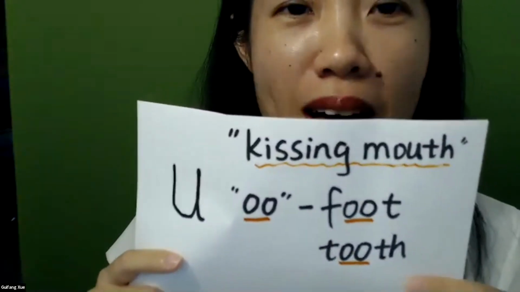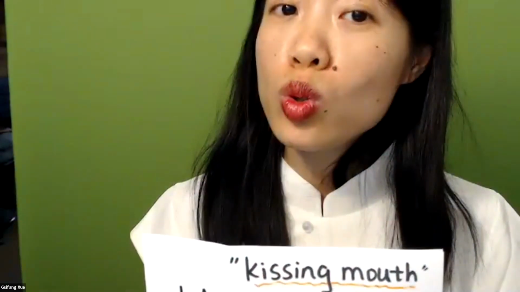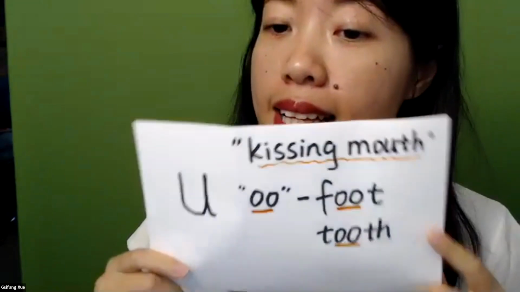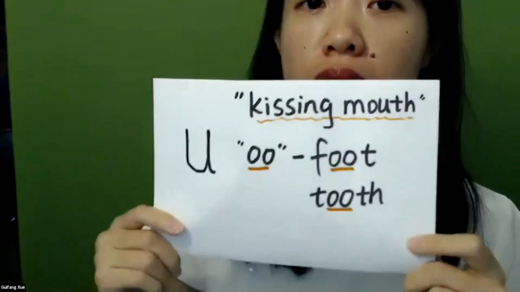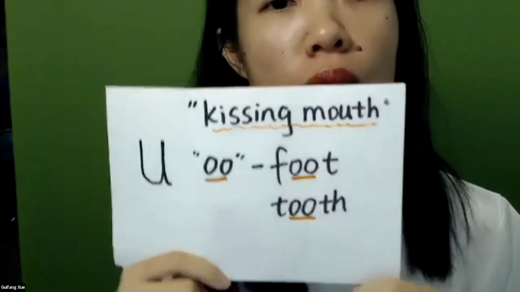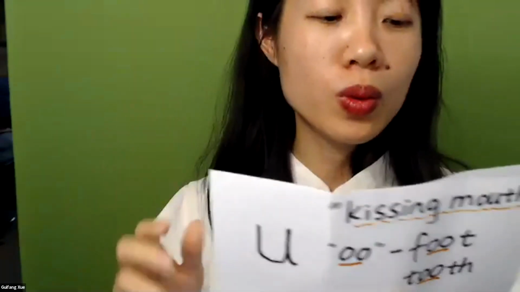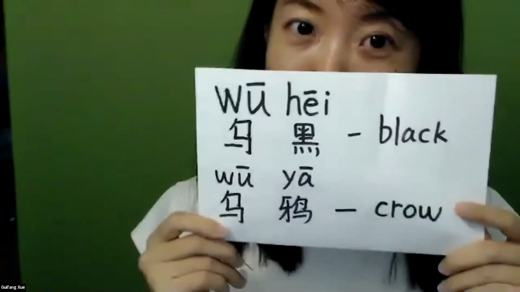So that's the woo sound. What about the mouth shape? It's kind of like a kissing mouth. Woo, woo, woo. It's like double O in foot, or double O in tooth. So woo, woo. Okay, here are the words we are going to practice.